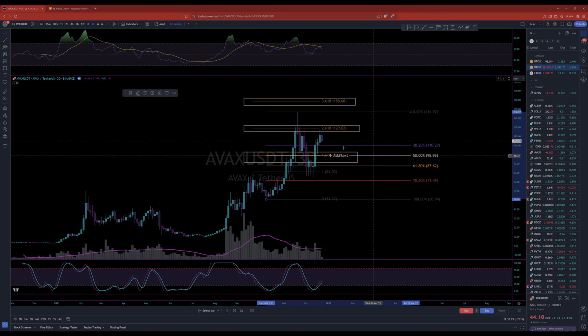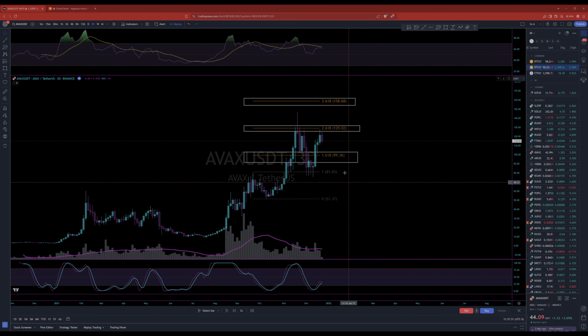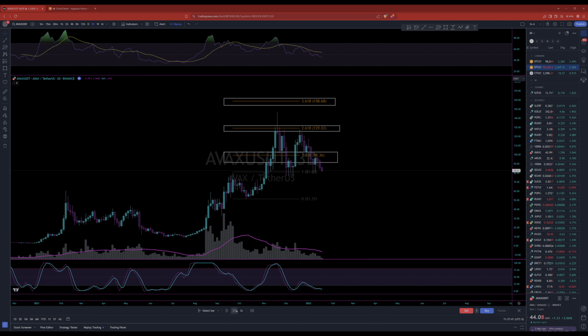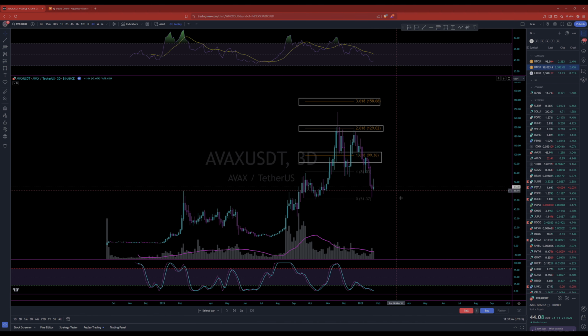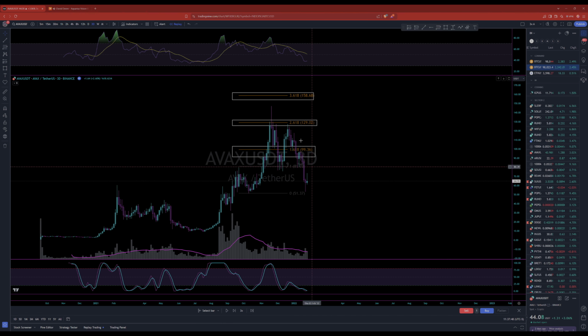So we'll remove this. We can keep that there for now. Double top. Interesting, huh? So yeah, that's the power of the fib extension. That's good for taking profits. It's good for securing that money at all-time high.